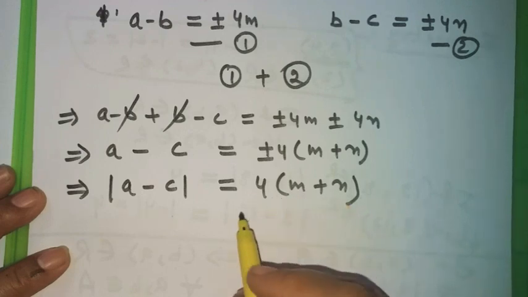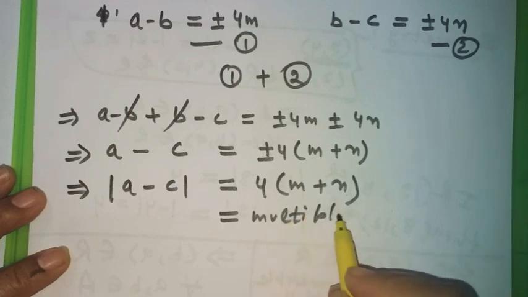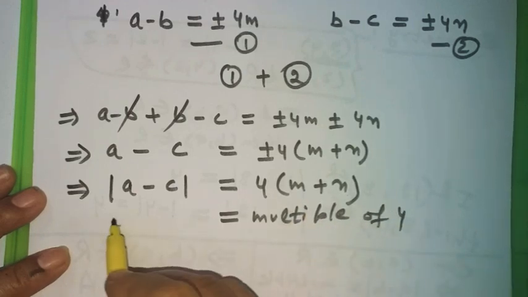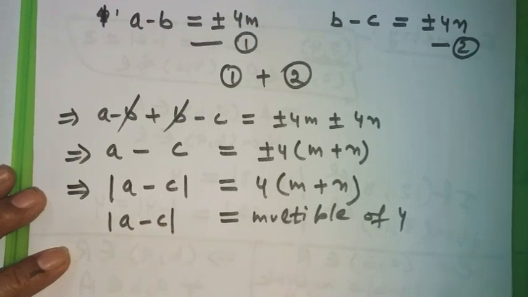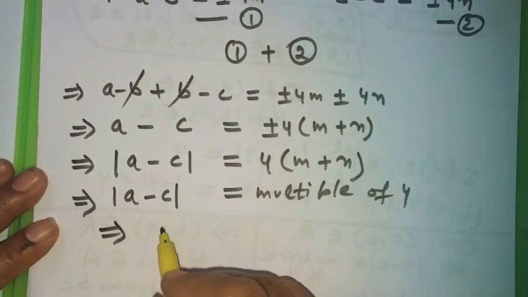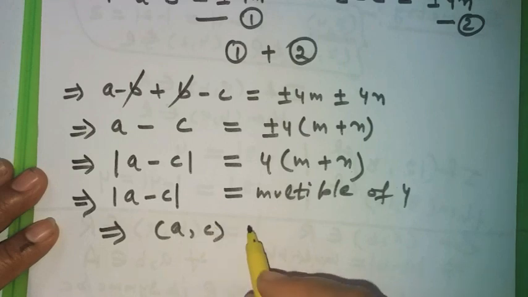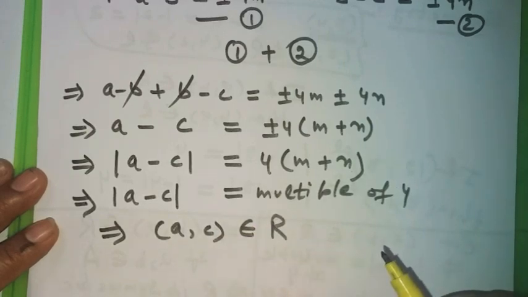4 times some natural number means multiple of 4. So I have proved that modulus of difference of A and C, mod A minus C, is a multiple of 4, which is a condition enough for the ordered pair AC to belong to the relation R.